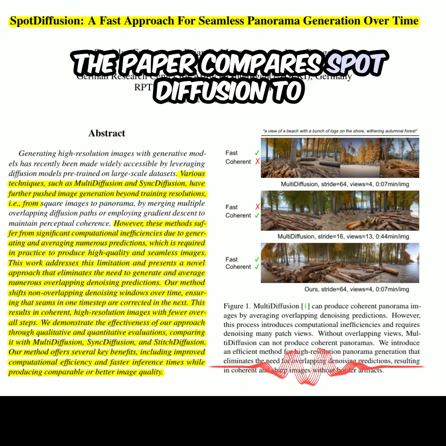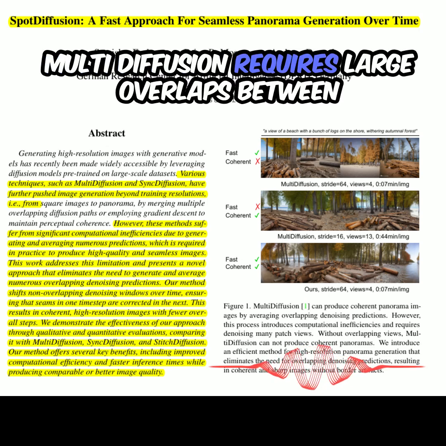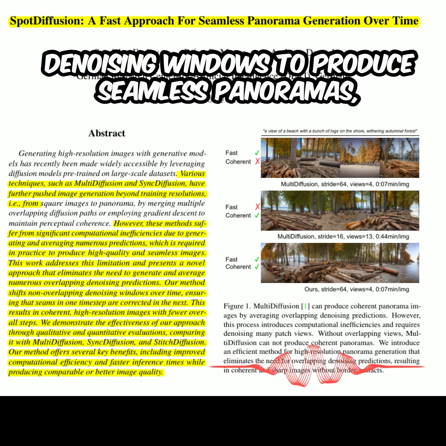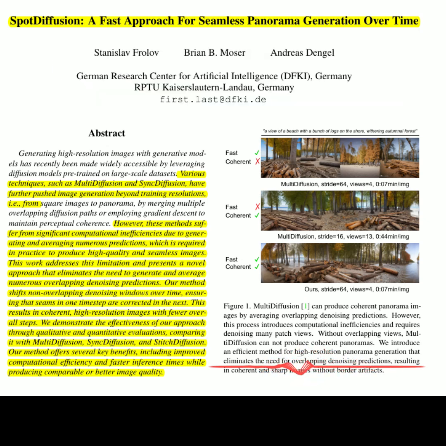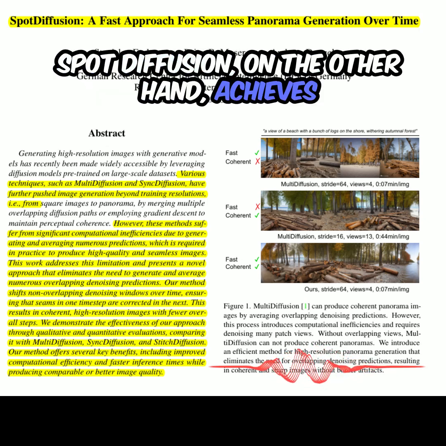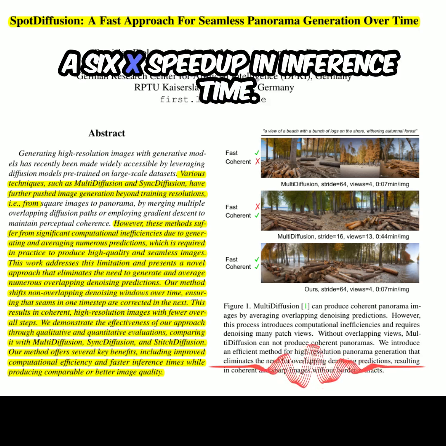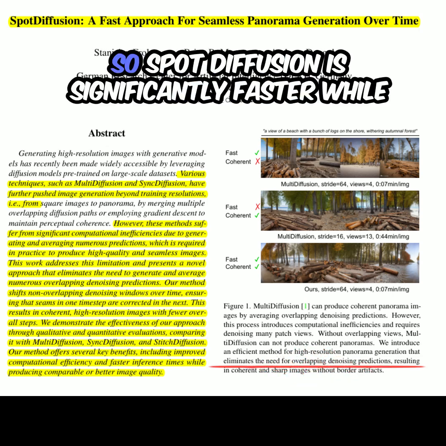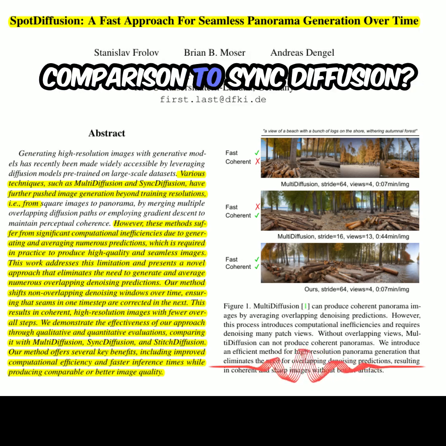The paper compares SpotDiffusion to multi-diffusion with varying stride sizes. Multi-diffusion requires large overlaps between denoising windows to produce seamless panoramas, which significantly increases the computational cost. SpotDiffusion, on the other hand, achieves seamless panoramas without overlapping windows, resulting in a 6x speedup in inference time. So SpotDiffusion is significantly faster while maintaining or even improving image quality. What about its performance in comparison to sync diffusion?